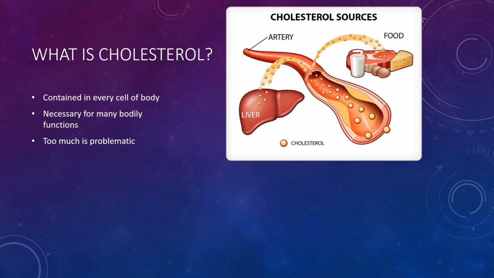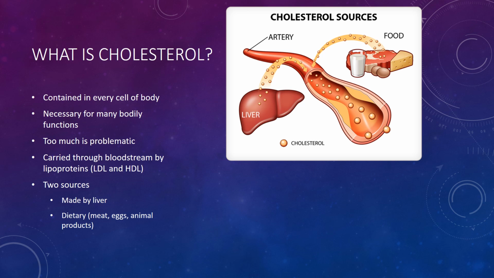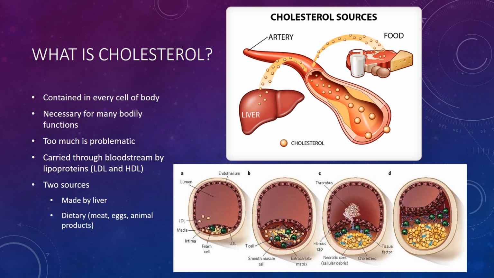So what you see in this picture is that the liver produces cholesterol. Actually, your body can make this compound, and we get it from the food that we eat, specifically animal products, so meat, eggs, and dairy products. It's carried in the bloodstream by these proteins, lipoproteins actually, called LDL and HDL, which we'll talk about on the next slide. And again, it can be made by the human liver or consumed in the diet, because it's made by the liver of all animals.